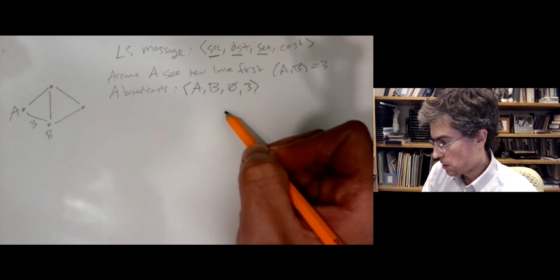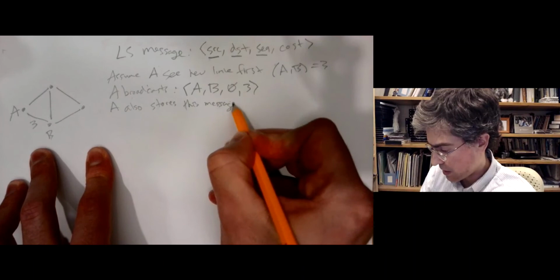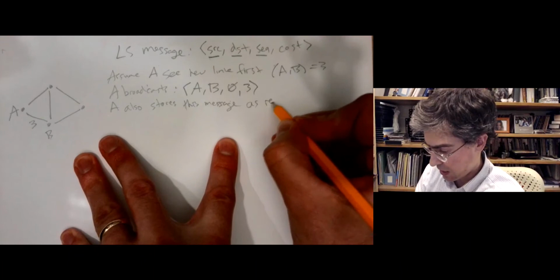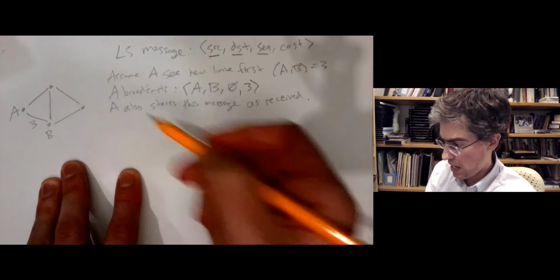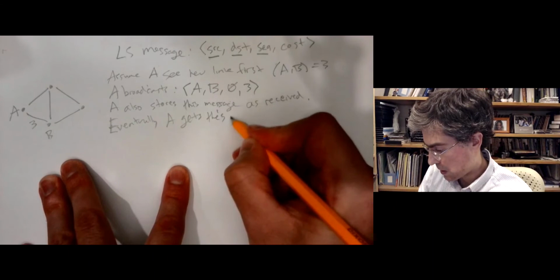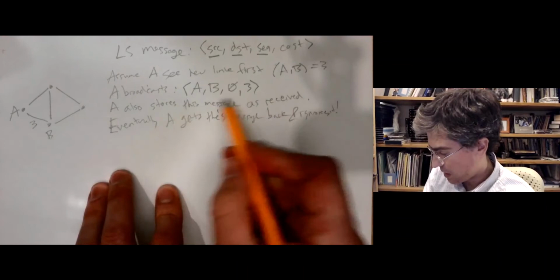So A also has to store this message. Everyone who received this message has to store it, because we want to have this message only propagate through the network once and not multiple times. So A stores this message as received. It just kind of gives it to itself. And eventually A gets the message back. But when it does, it can ignore it. Gets it back and ignores it. Because it has stored that record. Okay.